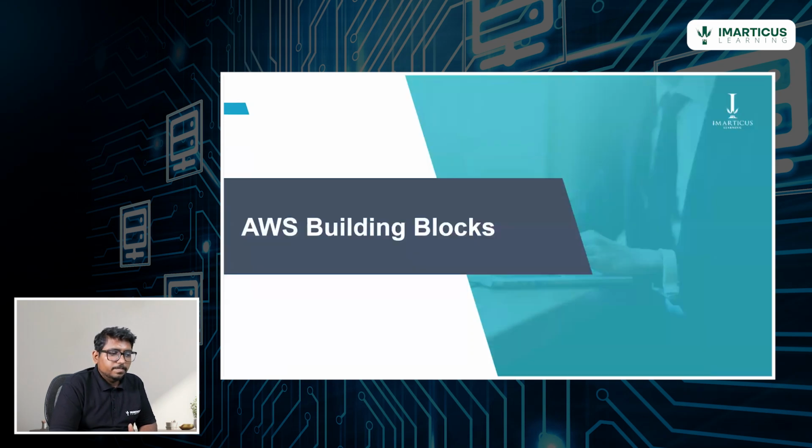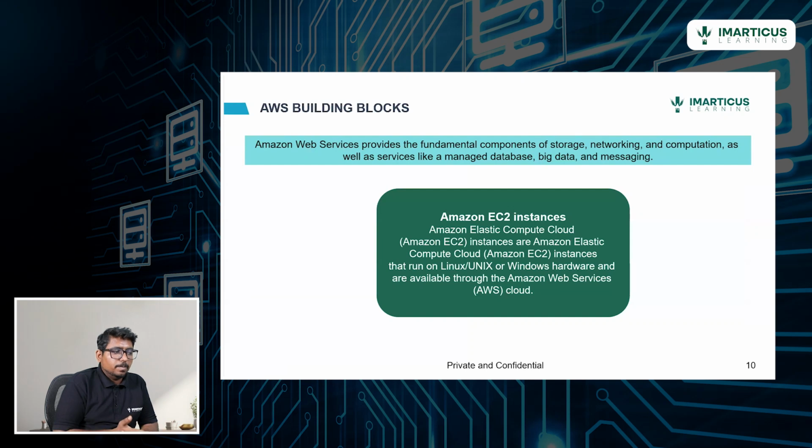In the AWS building blocks, we will see what the major components are. Amazon provides fundamental components like storage, networking, computing, as well as managed databases, big data, and messaging. It is similar to buying a virtual computer, which has computing power, storage devices, everything. In these building blocks, EC2 is the main part, the main building block in AWS. EC2 is nothing but a compute service, called Amazon Elastic Compute Cloud.